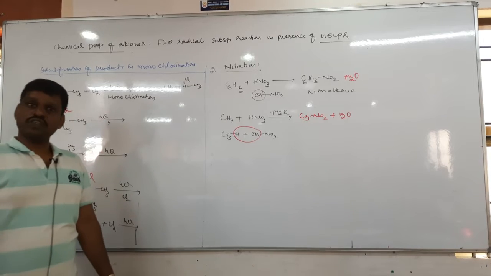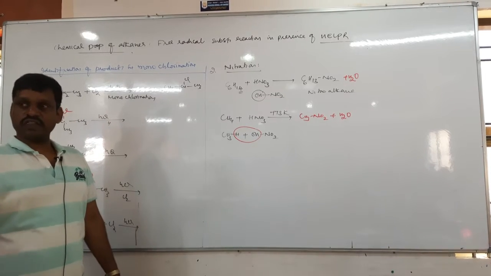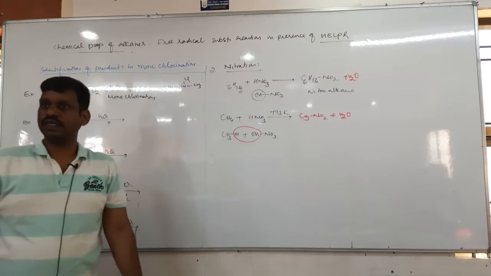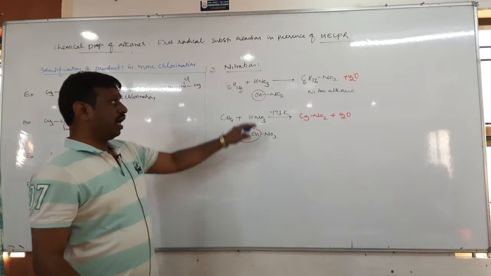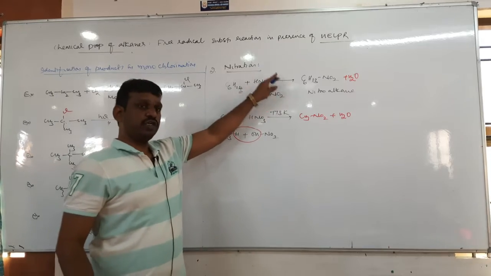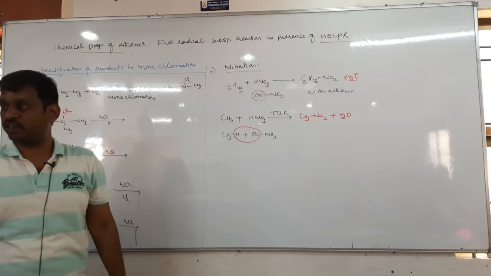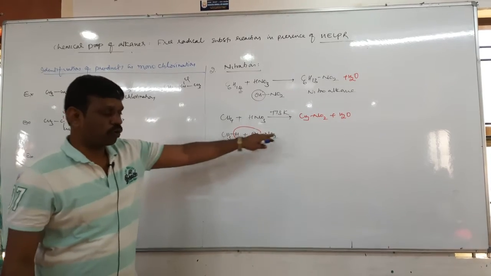Therefore, what is the nitration of alkanes? Alkanes react with concentrated nitric acid to form nitroalkanes. That's it. But the condition is higher alkanes at room temperature, smaller alkanes at high temperature, 773 Kelvin. Even if you take ethane or propane, the same temperature applies.